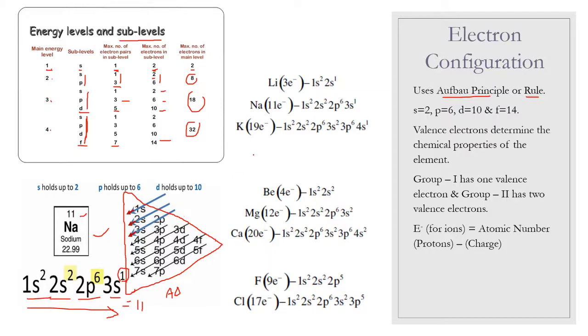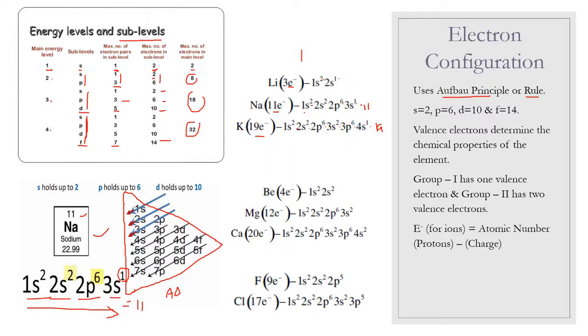So we have a few other examples here. If there is lithium, it has 3 electrons. It is written as 1s, 2s. Here 2 electrons are filled, here 1 electron is filled. For sodium, 2 plus 2 is 4, 4 plus 6 is 10, 10 plus 1 is 11. Then 19, potassium: 2 plus 2 is 4, 4 plus 6 is 10, 10 plus 2 is 12, 12 plus 6 is 18, and one more, that is 19.